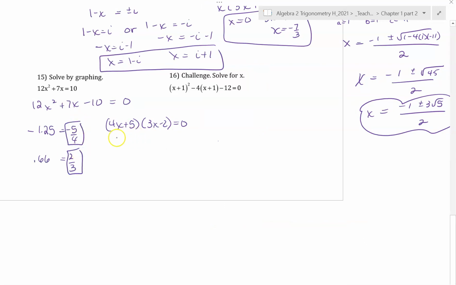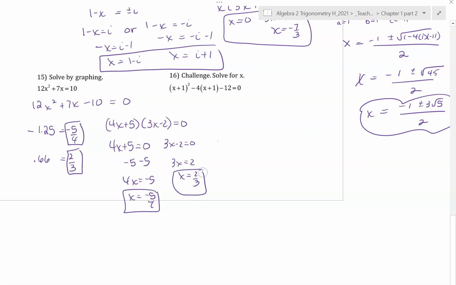But again, see how you could have factored that? Because 4x plus 5 equals 0. So again, subtract the 5. Divide by 4. Over here, same thing. But again, I could have graphed it. I'm sorry, I could have factored it, but I did graph it.